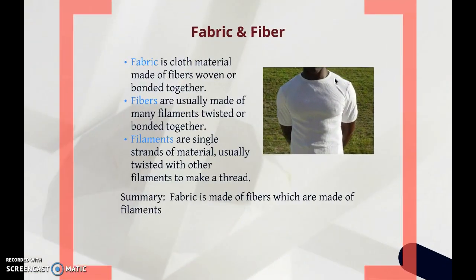So first things first, let's talk a little bit about what fabric is and how it's made. Fabric is any cloth material that's made of fibers woven or bonded together. The fibers themselves are smaller, so you can think of them as almost threads, and these threads themselves are what's being woven or bonded together. If we could zoom in even further on those individual threads or fibers, we'd see that even those are made of many individual filaments, which are single strands of the material that are twisted with other filaments to make the thread or fiber. That's a lot of F's. So here's the summary. Fabric is made of fibers, which are made of filaments.